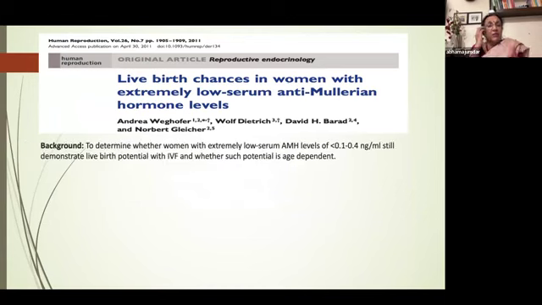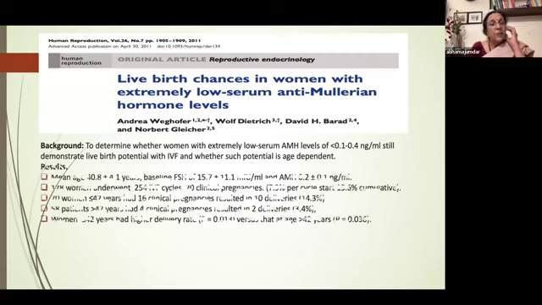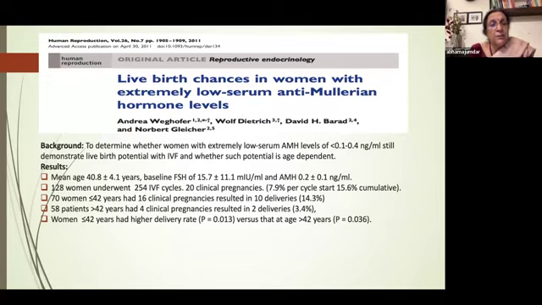Look at the low hormonal levels which they've seen to determine whether women with extremely low serum AMH level of less than 0.1 to 0.4 nanogram still demonstrate live birth potential with IVF, and whether such potential is age dependent. So this is what their background was, that they looked at these levels at different ages. The result was they took a mean age of 40 plus minus 4 years, baseline FSH of 15 plus minus 11.